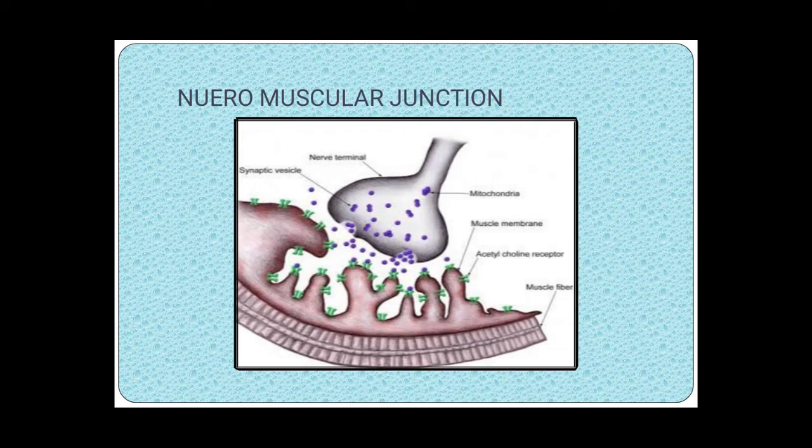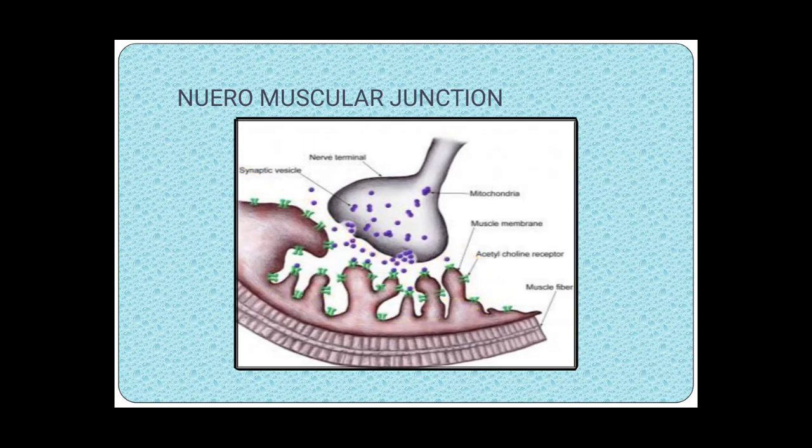Now there is another diagram of the neuromuscular junction. You can see the motor neuron here. The violet colored things are the synaptic vesicles, which contain the neurotransmitter. You can see the synapse. Now these vesicles release the neurotransmitter, which diffuses into the synapse and reaches the muscle fiber. In the muscle fiber you can see the receptors accepting the neurotransmitter.